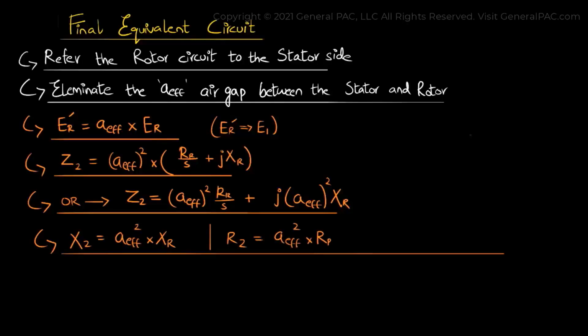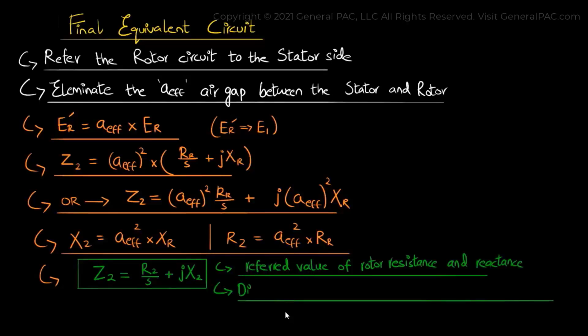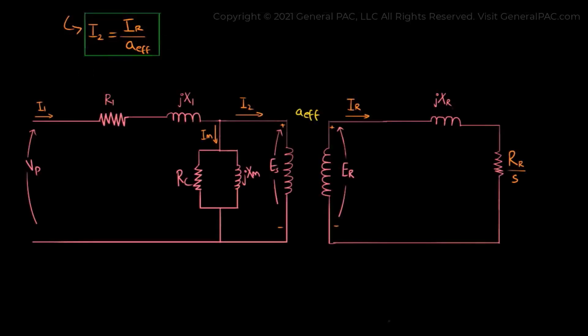We will model the series sum of the rotor impedance, i.e. Z2, in the final equivalent circuit simply as R2 divided by S and jX2, which represent the referred values of the rotor resistance and reactance. And this may be directly measured or calculated from RR and XR0 if AEFF is known. And finally, dividing the rotor current IR by the effective turns ratio AEFF, I2 in the final equivalent circuit can be expressed as I2 is equal to IR divided by AEFF.